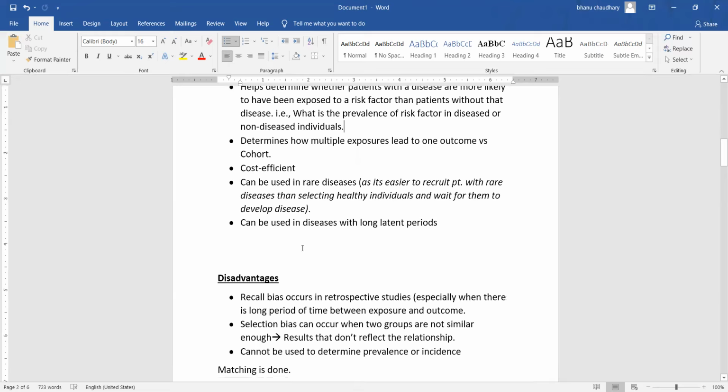And it can also be used in all the diseases which have a very long latent period. For example, if smoking develops cancer in like 40 or 50 years, you just cannot follow the patient for 40 or 50 years, right? Instead, you select all the individuals with or without lung cancer, and then check whether they have a history of smoking or not, or how many years of smoking history. So it can be used in diseases with a very long latent period, because it would be very hard to follow all these individuals.